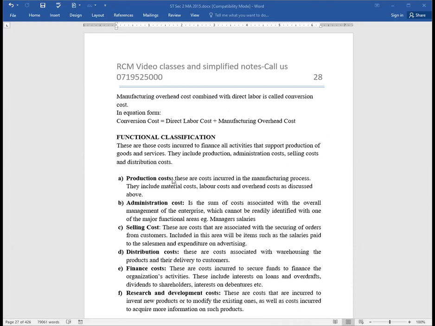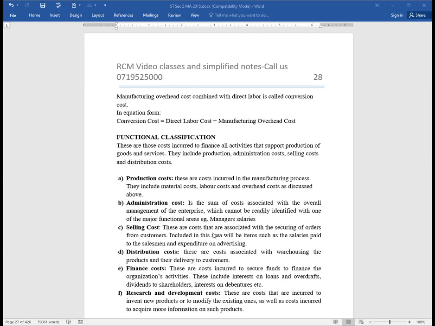We have production as a key function. Production costs are costs incurred in the manufacturing process. They include labor, materials, and overheads as discussed above, direct overheads. Then we have administration, a key function of any serious entity. It's the sum of costs associated with the overall management of the enterprise, which cannot be readily identified with one of the major functional areas. A very good example of administration will be the manager's salaries.